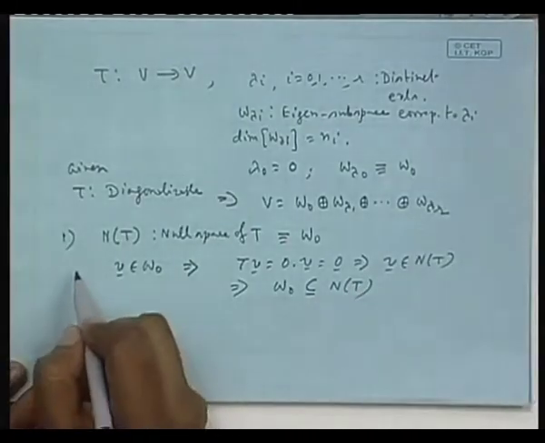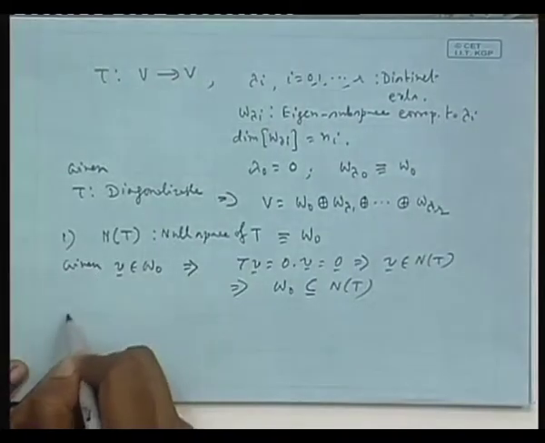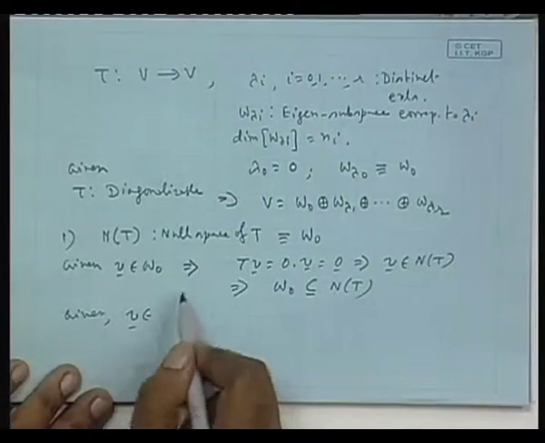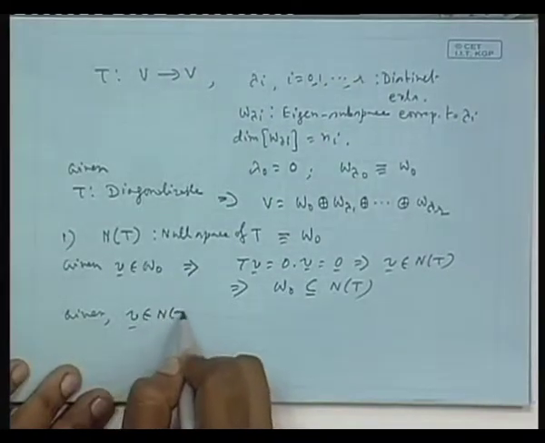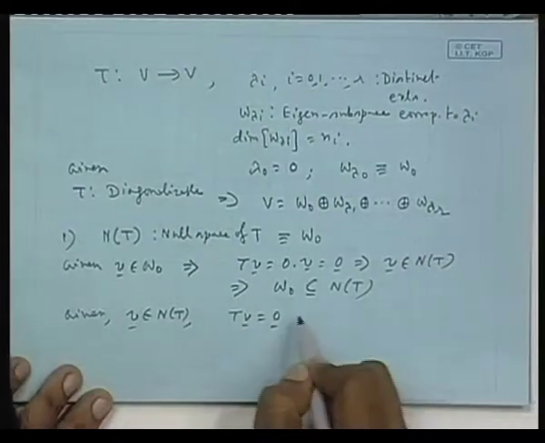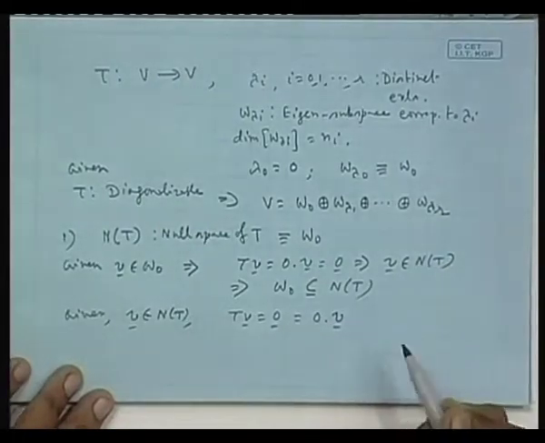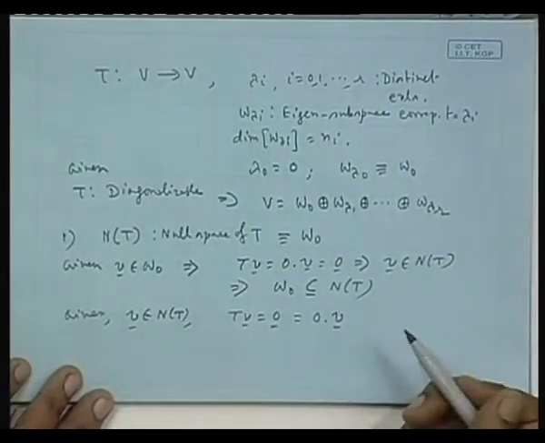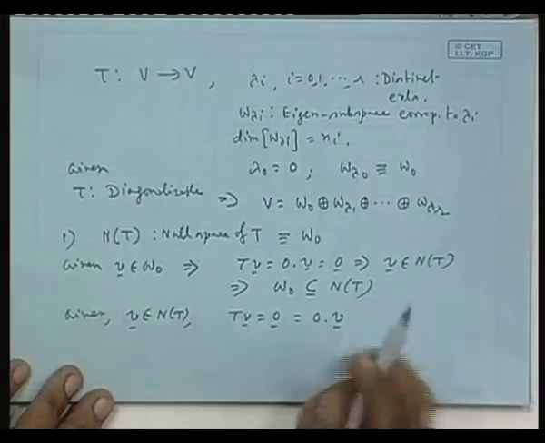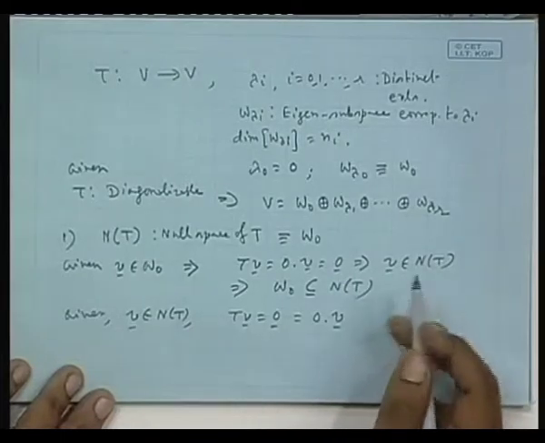On the other hand, given V an element of N T, we have T V is vector 0. Vector 0 is 0 times vector V, because we know the scalar 0 times any vector will give you the 0 vector. That was the very first thing in vector space theory that was done in the class.